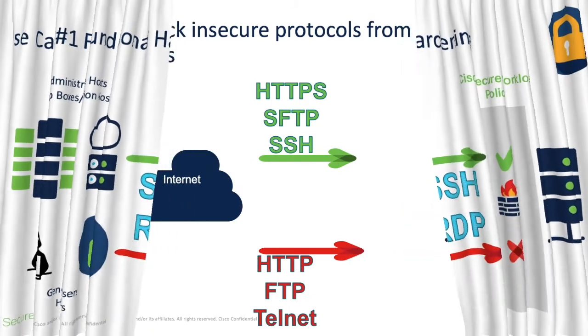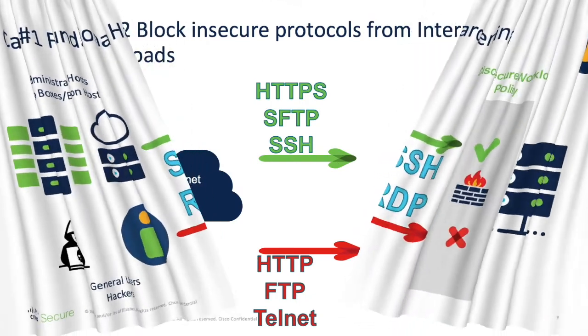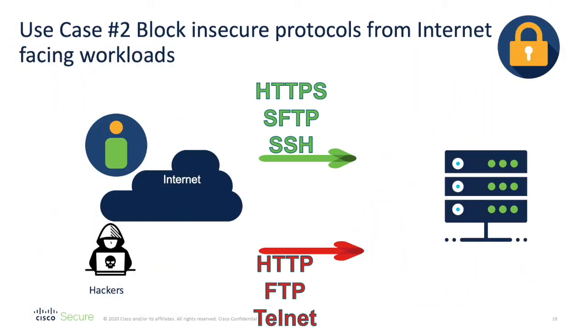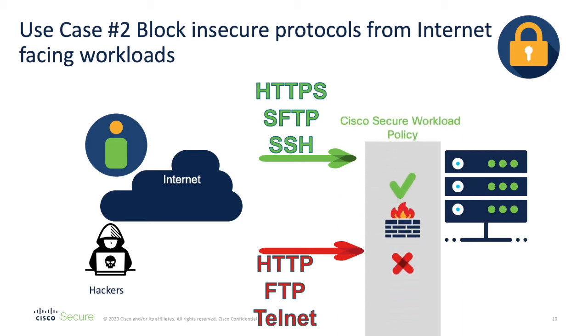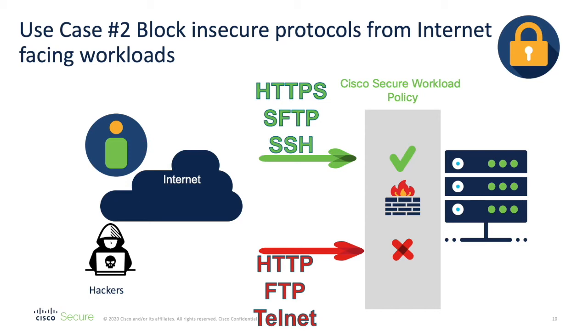Use case number 2, block insecure protocols from internet-facing workloads. We know that allowing insecure protocols can be a large security risk because passwords and information will be sent without encryption, and our customers can fail audits or, even worse, be compromised. A global policy can be defined that applies to all workloads that can deny these insecure protocols, so regardless of the location, firewall policy, or cloud controls, this policy will ensure these protocols will be blocked.